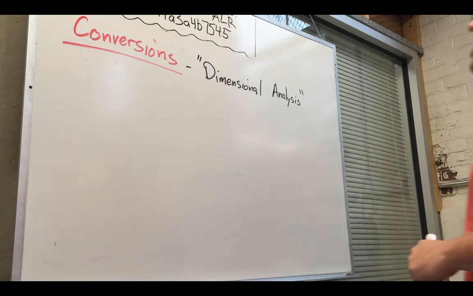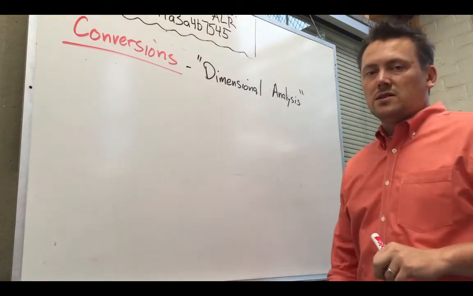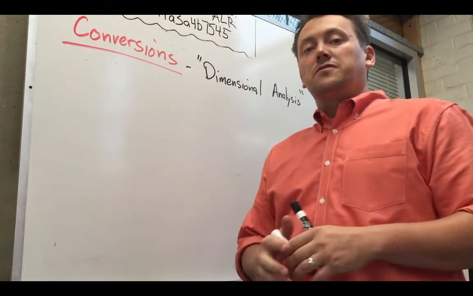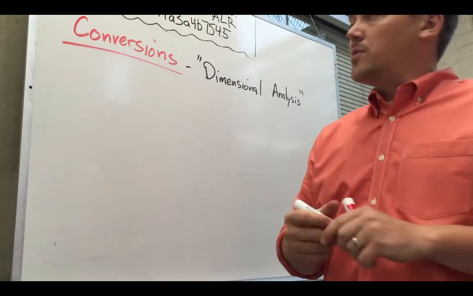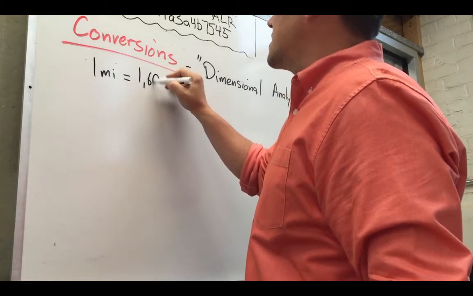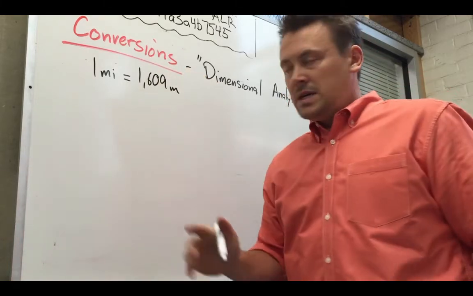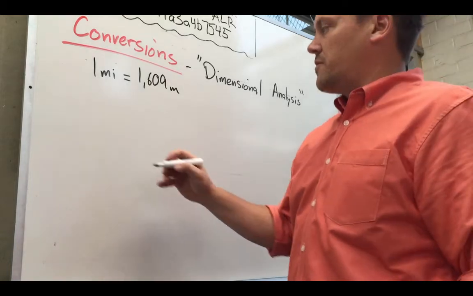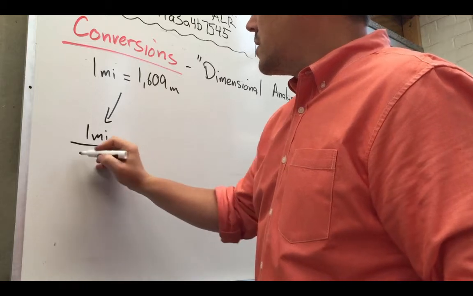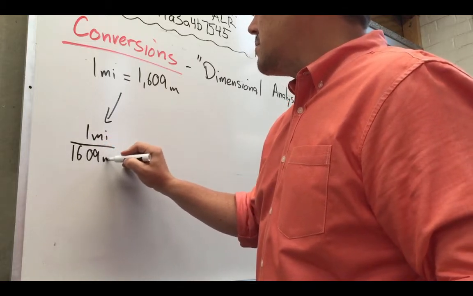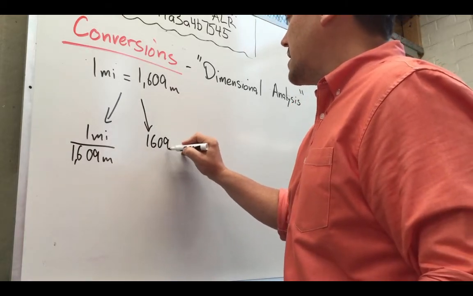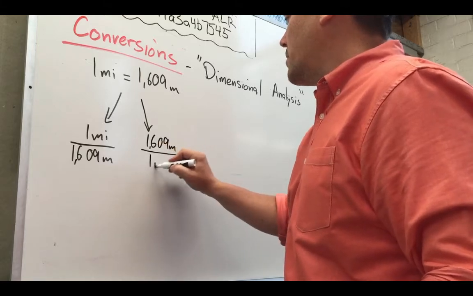All right, the second method of conversion that I'm going to teach you is called dimensional analysis. Dimensional analysis works a little bit differently in that you give your conversion factor in the form of a fraction. So for example, 1 mile is equal to 1,609 meters. If I take that conversion factor and put it in the form of a fraction, either 1 mile over 1,609 meters, or 1,609 meters over 1 mile.